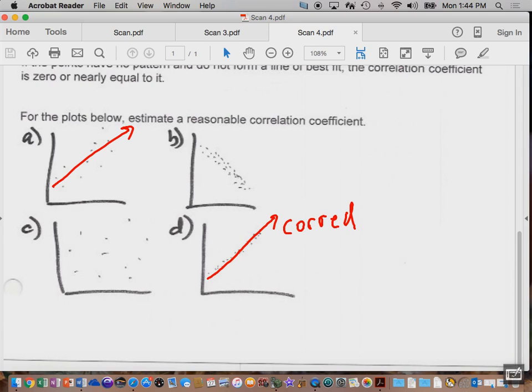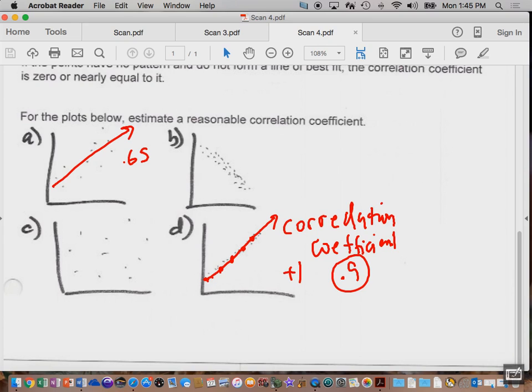So we would say that this has a correlation coefficient. A perfect correlation coefficient, if every single point is exactly on a line that's positive, would be positive 1. That's a perfect correlation. This one here is pretty close. It'd probably be like 0.9, because aren't they almost all on the line? They're all very close. This is still a positive correlation, but they're nowhere near as close. So this one might be 0.65.